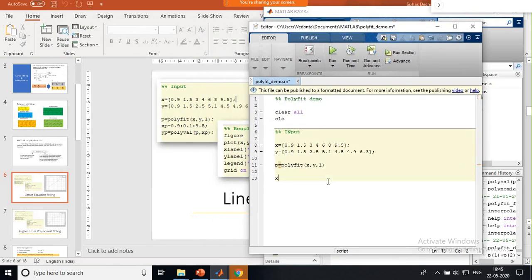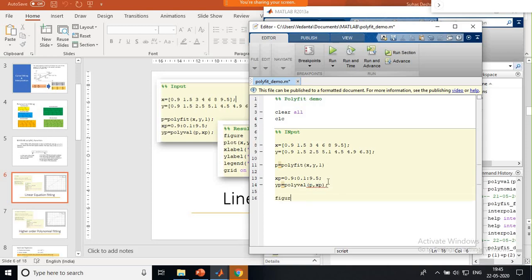That is what I will go for, an xp. I will just vary from 0.9 with a step size of 0.1 up to the last value, 9.5. And then I can provide yp is equal to polyval, where I need to provide the polynomial through which you want to determine the values, and xp, and we got this.